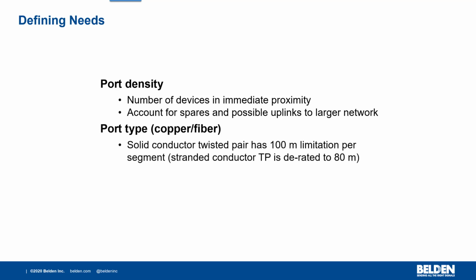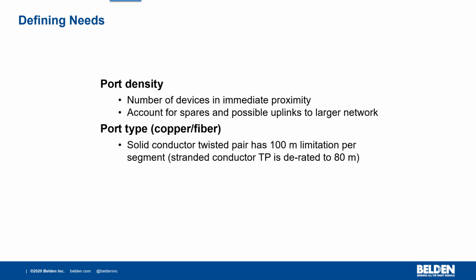The type of ports, whether they're copper or fiber, are dictated largely by the distance from the devices to each other and the devices to the switch. So anytime that you have a copper segment that is more than 100 meters long, you're going to need to have either another switch in between or convert that over to fiber.